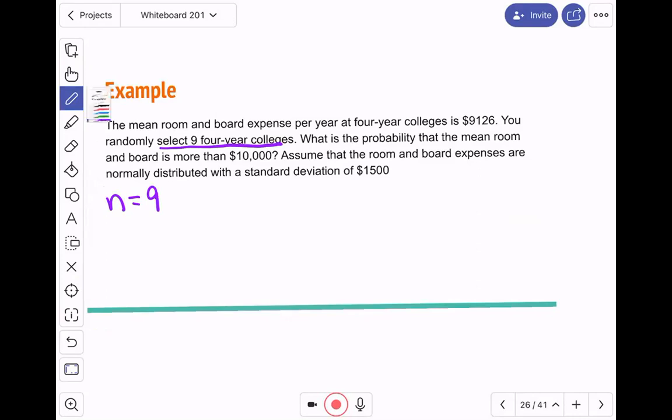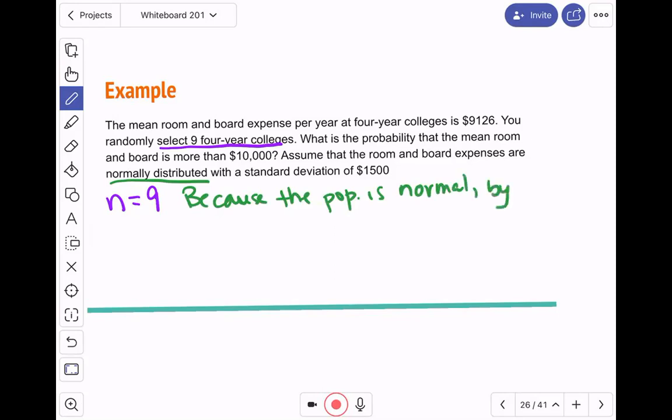Do they state that here in this problem? Yes or no? Yes, they stated right here that it's normally distributed. So because the population is normal, by CLT, X bar will also be approximately normal with a mean of the population.